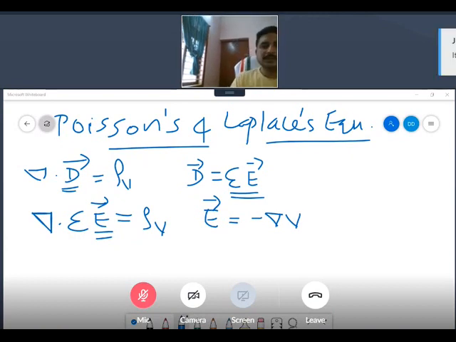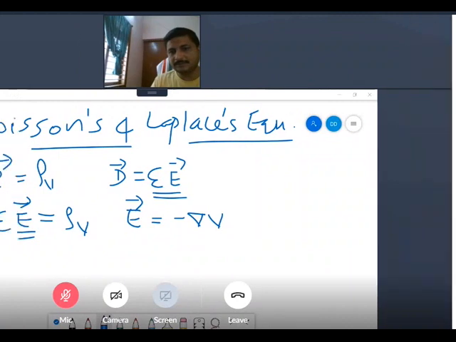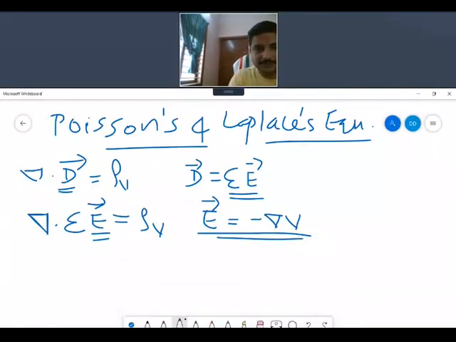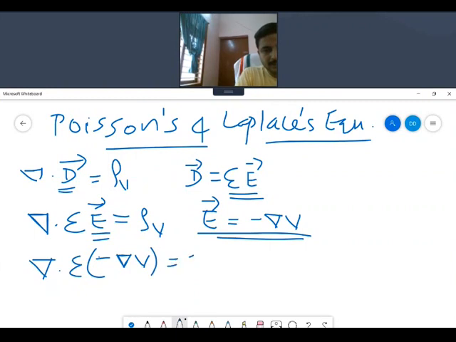So E is minus del V. This relation you also know, so please substitute it here. So this equation becomes del dot epsilon times minus del V equal to rho V.